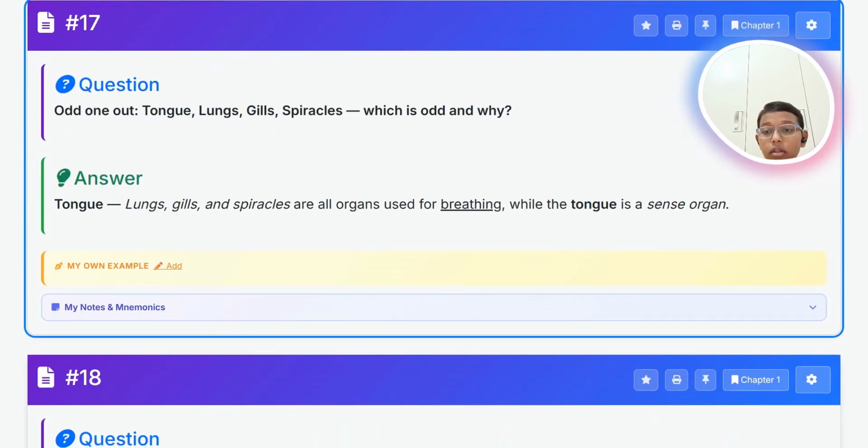Odd one out. Tongue, lungs, gills, spiracles. Which is odd and why? Answer: tongue. Lungs, gills and spiracles are all organs used for breathing, while tongue is a sense organ.